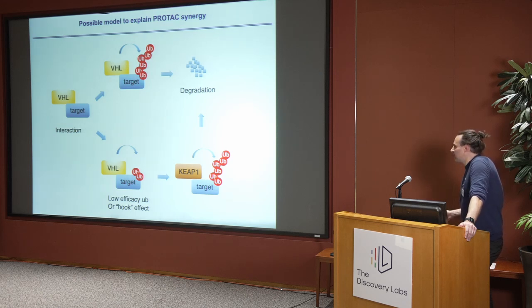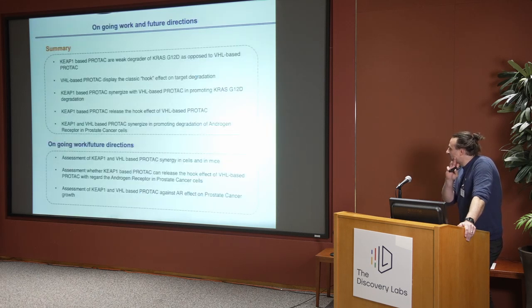There might be small chains that are being added, maybe as a consequence of the hook effect or some low efficiency ubiquitination process. Now this low-hanging fruit can be taken over by KEAP1. So if you add the KEAP1 product, you could probably elongate this chain and then promote an effective degradation. So this is more or less the model we're going after, and I'll be very happy to know your thoughts. So for the first part of the talk, here is a summary.